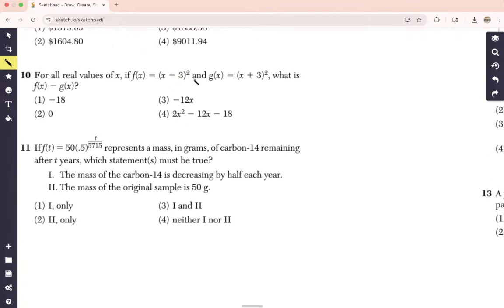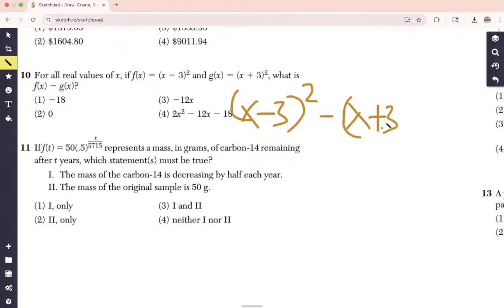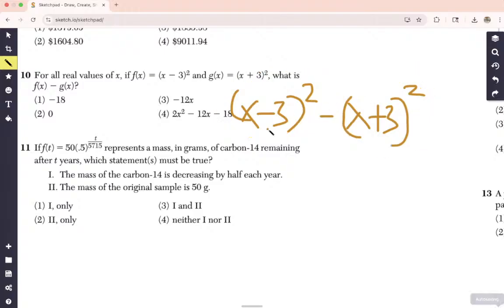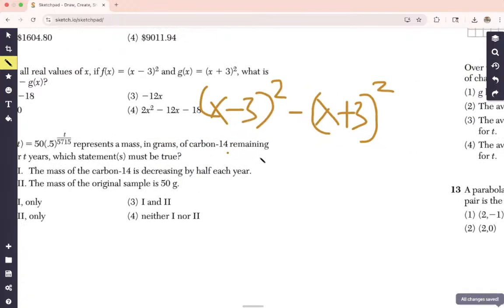Okay, so you could just kind of FOIL this. Actually, there might be a creative way of doing this. You have f of x, which is (x minus 3) squared, and then this is going to be minus g of x. We know g of x is (x plus 3) squared. This is actually a difference of two squares, so you can use the difference of two squares to help you solve this problem.